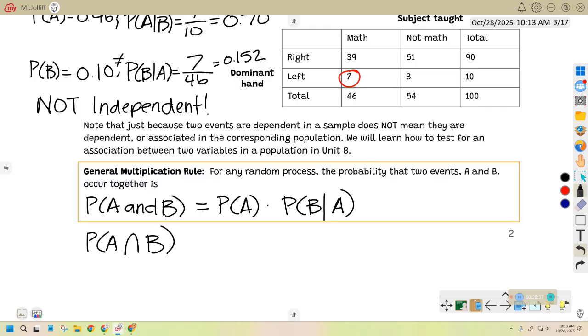So we know or means add, and then if they're not mutually exclusive, subtract the overlap. And means multiply, make sure that second probability is conditional. Let's try some so we know what that looks like.